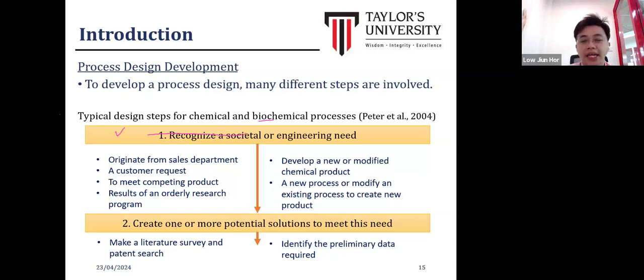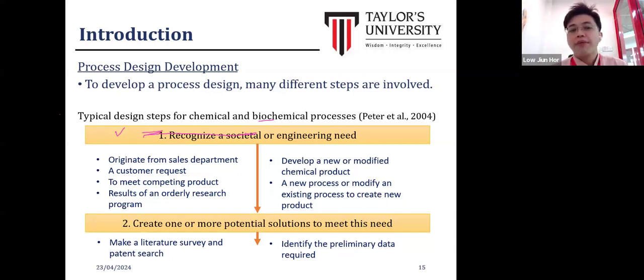What is recognize the need? Okay, for example, now you want to start with a chemical plant design, right? My first question, what is the product you are going to produce? This is what we call recognize the need. That means you have to know what is the objective. Okay, what is the objective you want to come up with a chemical plant? What is the final product you are going to produce? This is the first step we call recognize the need.